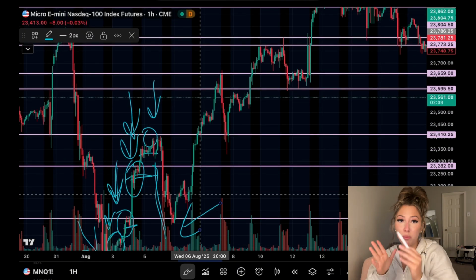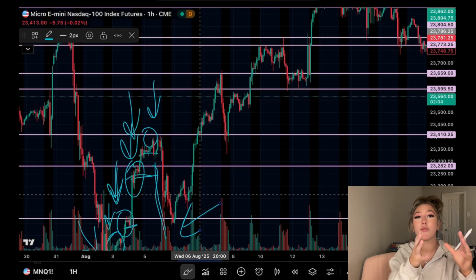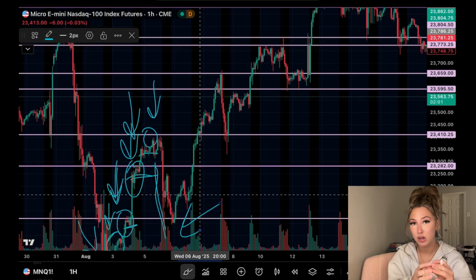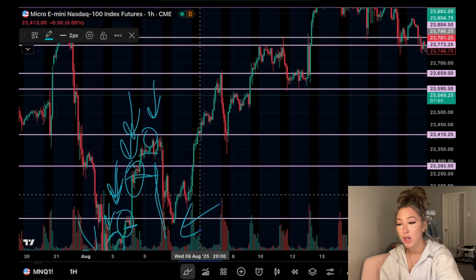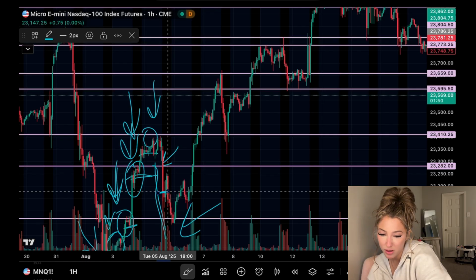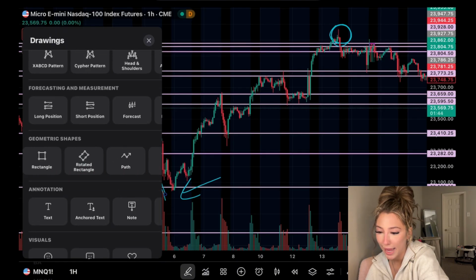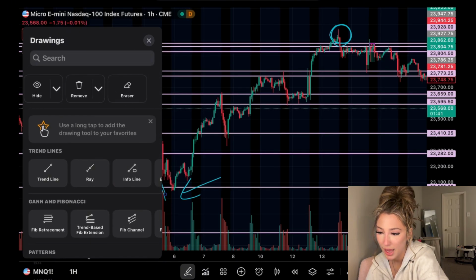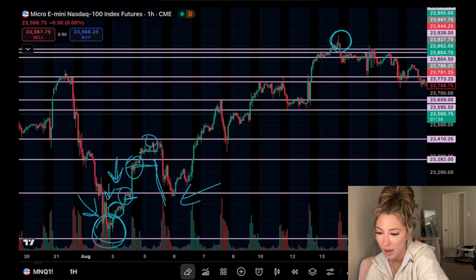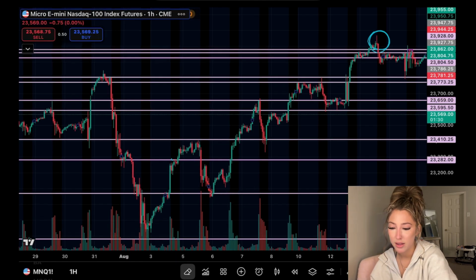Break of structure would be closing, if you're in an uptrend, closing underneath one of the higher lows, whatever time frame you're on. This candle closed right here. That is below. You know what? Let me clean this up and really get in there. Okay, let's get in there.